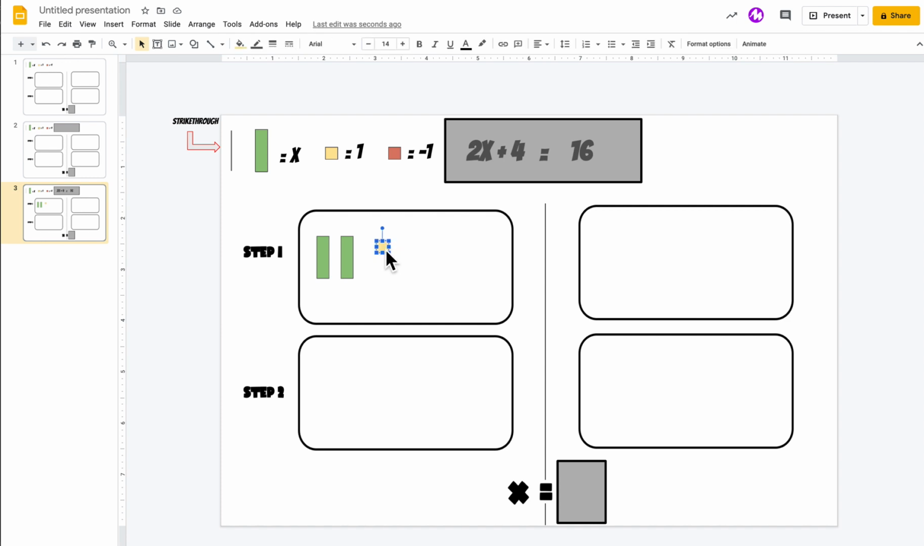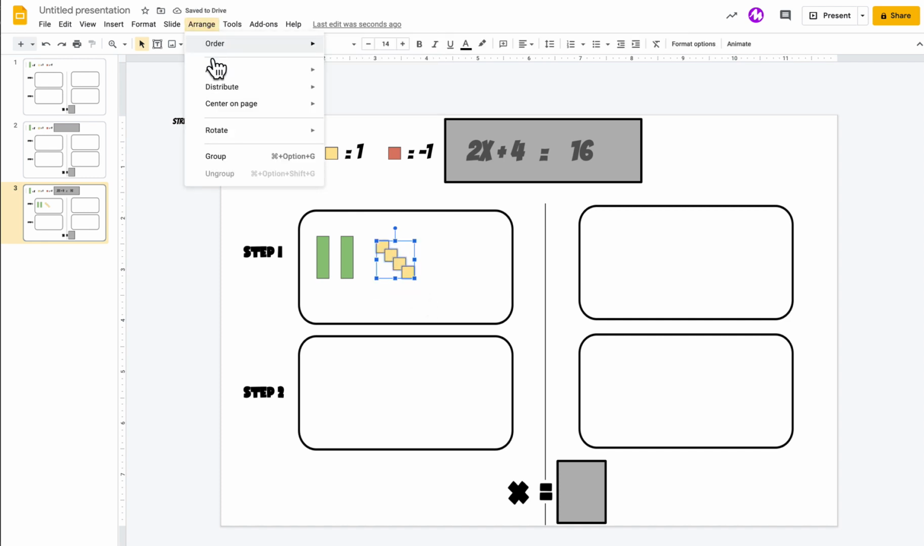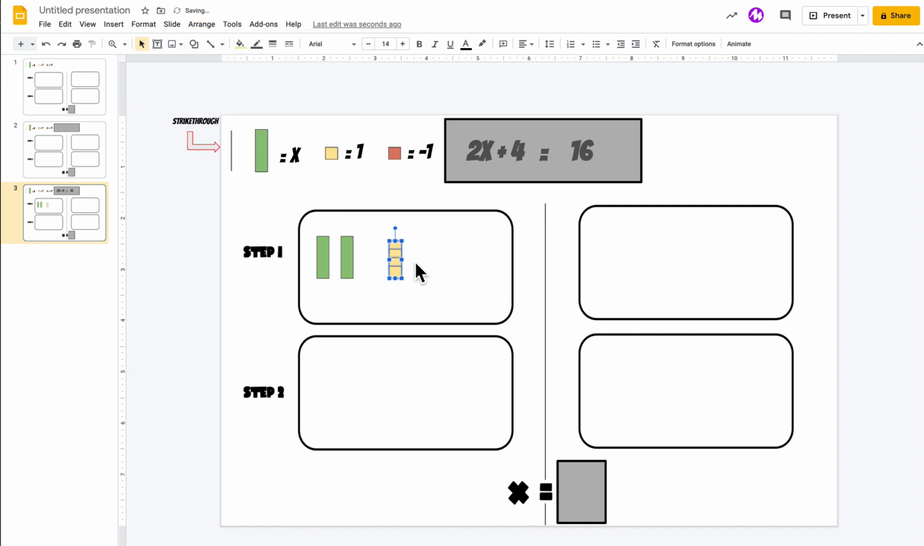So that's 2, 3, 4, and then you can group them by dragging your mouse over them. Come up to Arrange, Align, and I'm going to align them in the center. So now I got my tiles right there. And then if I wanted to, I could actually group these, or I can just take one and do it again to the other side, depending on how many there are. And I want to arrange these neatly.